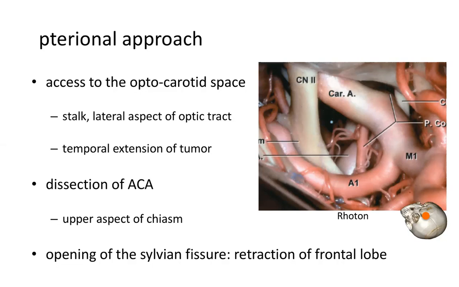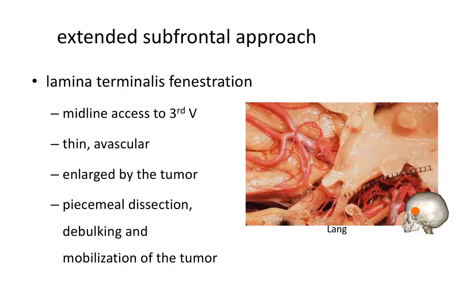If we open the Sylvian fissure, it allows us to retract the frontal lobe and more easily expose the optic chiasm. We use an extended subfrontal approach to gain access to the third ventricle through the lamina terminalis, which can sometimes be useful to access tumors which are purely intraventricular above the optic chiasm. The lamina terminalis is thin, avascular. It is enlarged by the tumor, and through it we can do piecemeal resection, debulking and mobilization of the tumor. However, this approach is more suited for craniopharyngiomas than for optic chiasm tumors.